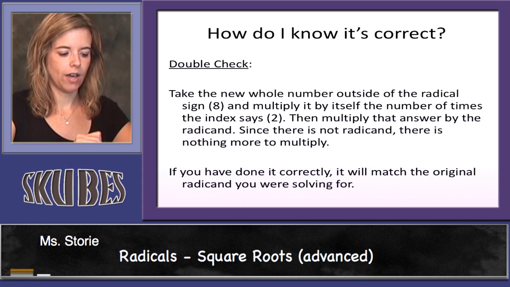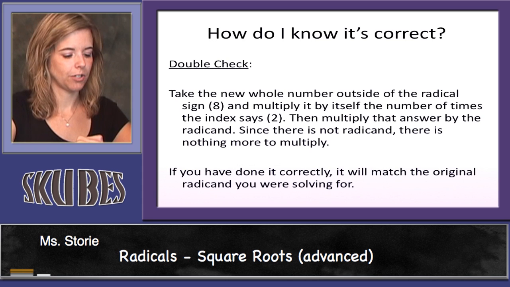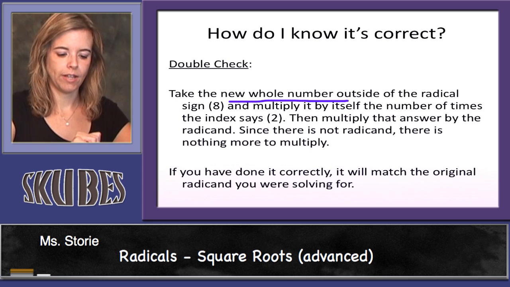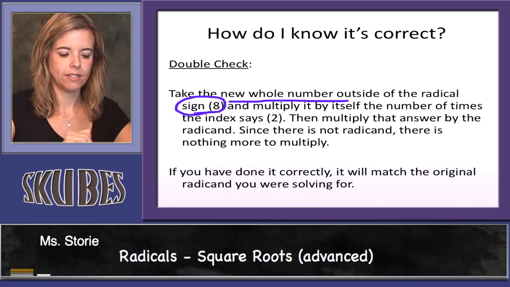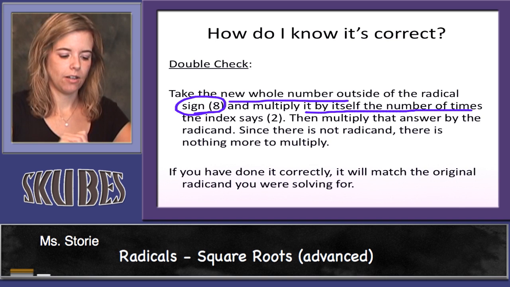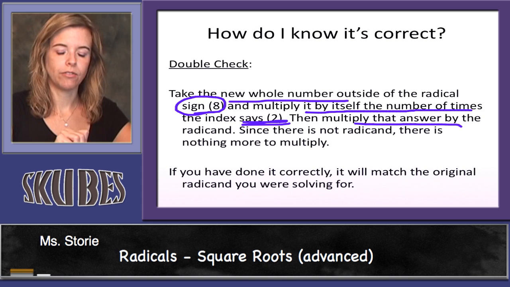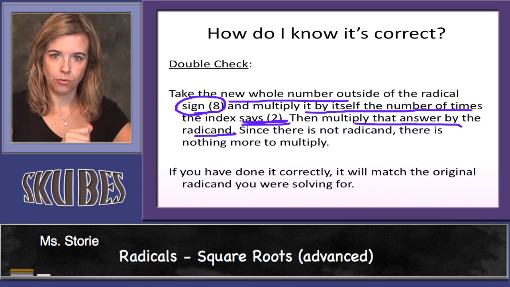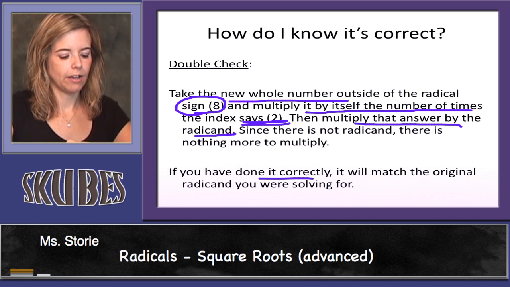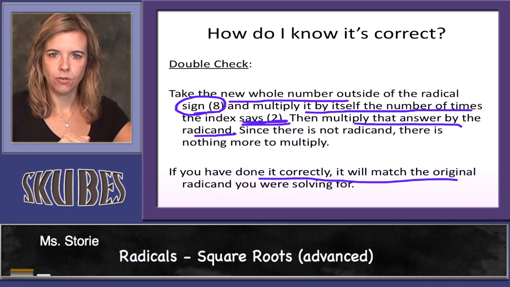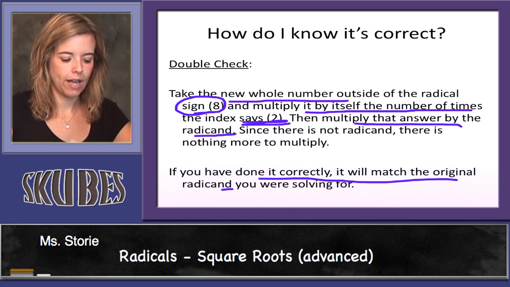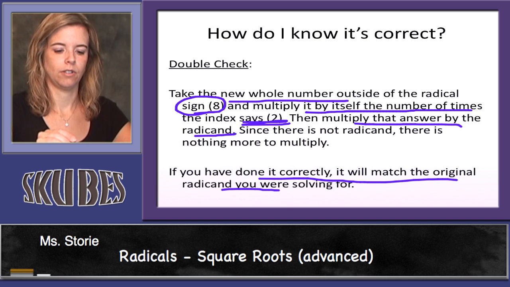Now, you do know you have to double check. You always should double check your work in math. The new whole number that's outside of the radical sign, that 8 that we say, would have to be multiplied by itself the number of times that the index says, which is 2. Then you multiply whatever that answer is by whatever is underneath the radicand. With our example right now, there's nothing under the radicand to multiply, so we wouldn't have to do that. Now, if you've done all this correctly, the number that you come up with should match your original radicand that you were trying to solve for.